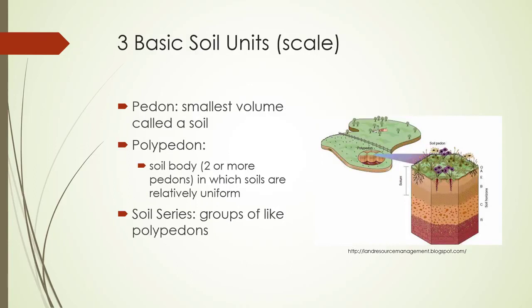So a pedon is the smallest volume called a soil. A polypedon is a soil body, 2 or more pedons in which the soils are relatively uniform, and then a soil series is going to be a group of like polypedons.